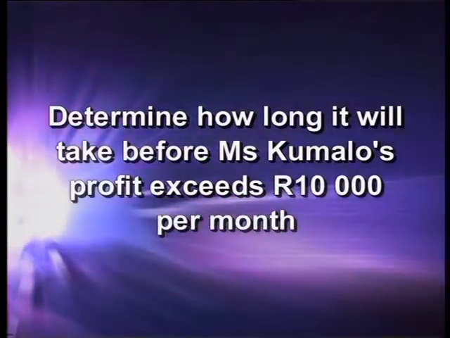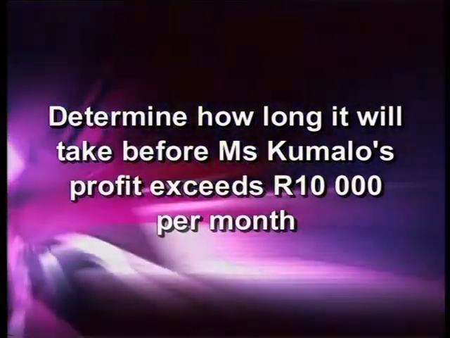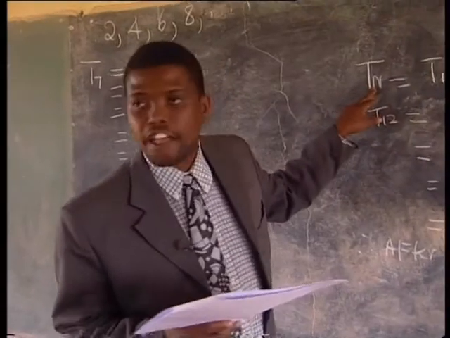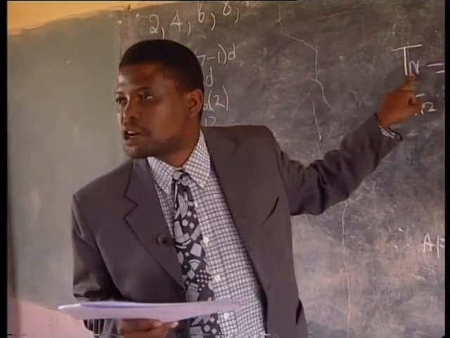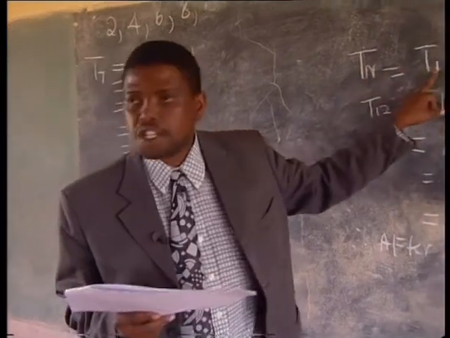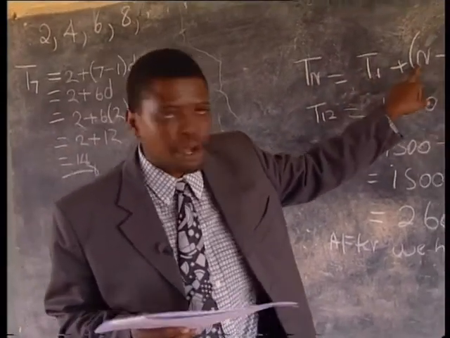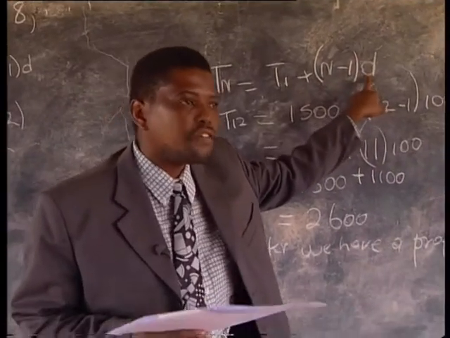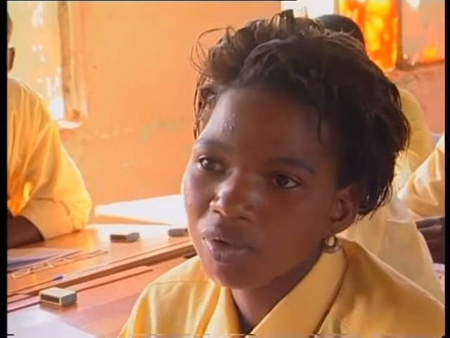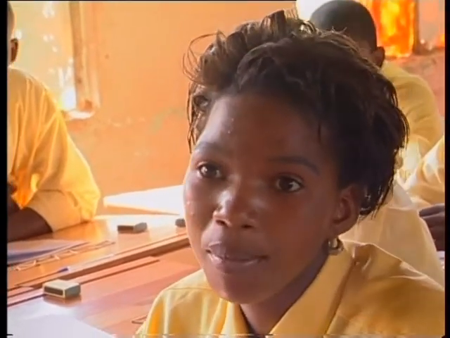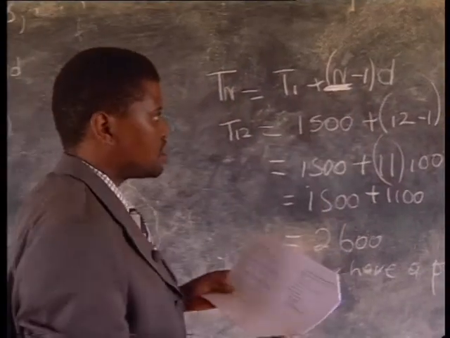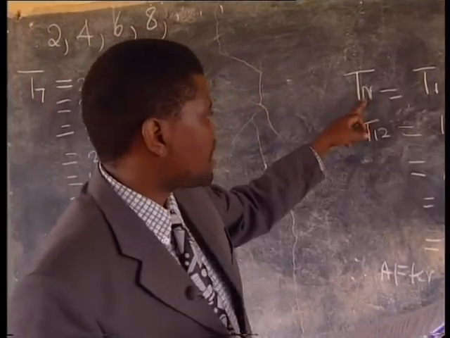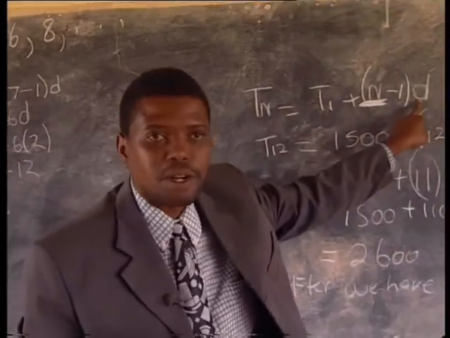In question 2, learners must determine how long it will take before Ms. Khumalo's profit exceeds 10,000 rand per month. Is it the nth term that we are supposed to calculate now? Or is it the first term? Or is it the number of terms? Or maybe is it the common difference? We are supposed now to calculate the number of terms. So is 10,000 rands representing the nth term or the first term or the common difference?